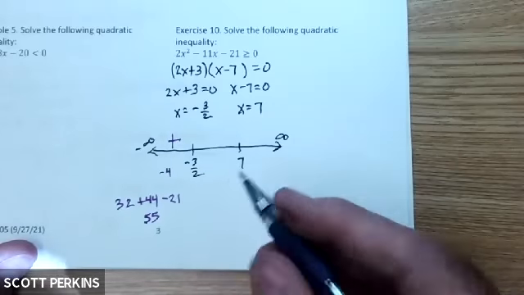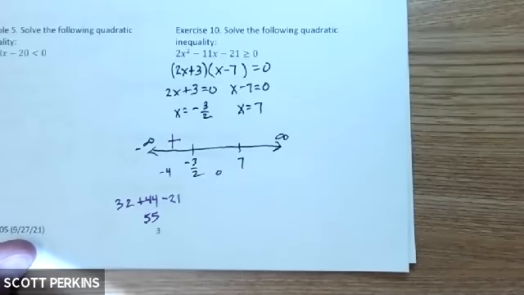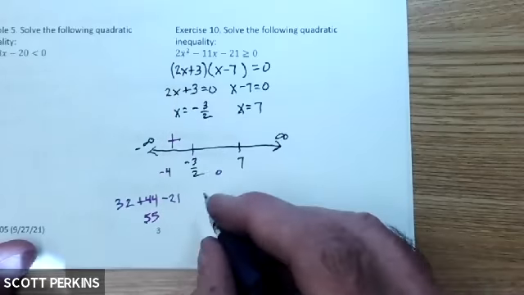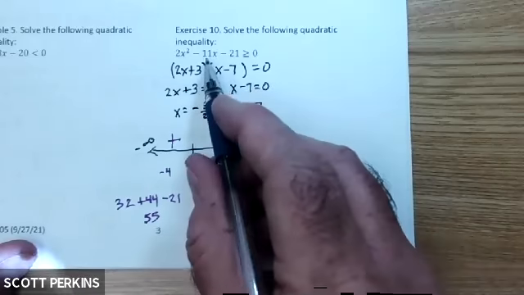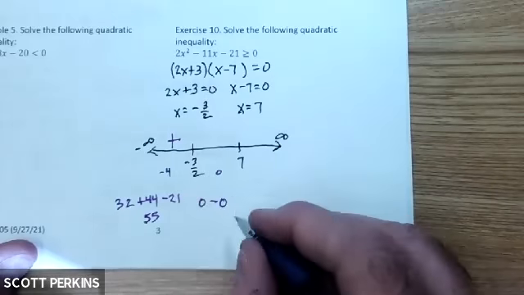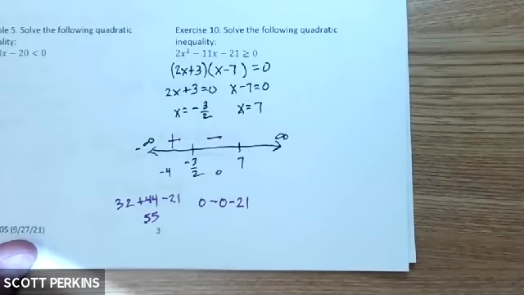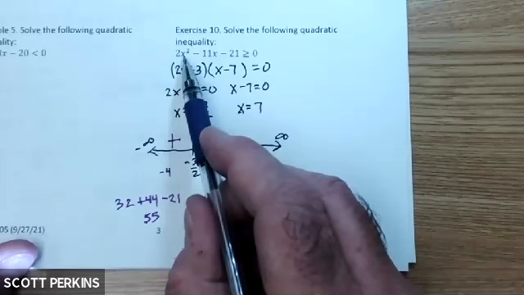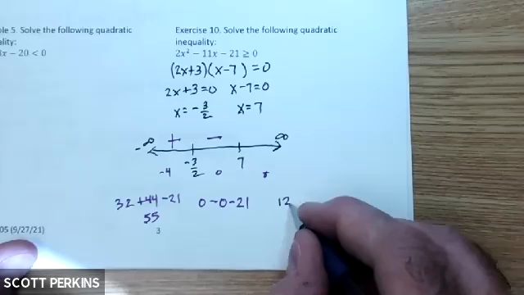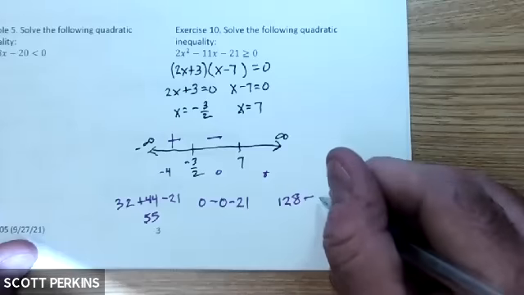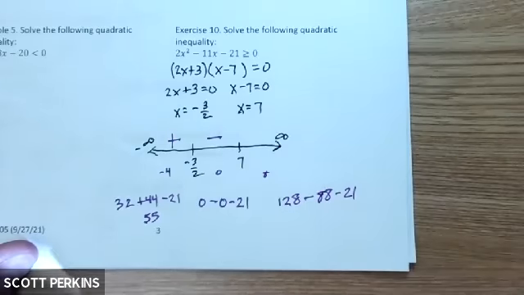In between, I'm going to pick 0. That is not what you have to pick, as we saw last time. When I plug 0 in, 0 squared is 0 times 2 is still 0. Minus 11 times 0 is 0. Minus 21. And so all that to say is I get a negative value in the middle. And then last but not least, I'm going to plug in 8. 8 times 8 is 64. Times 2 is 128. Minus negative 11 times 8 is negative 88 minus 21. And again, you throw that into your calculator, you get a positive value.